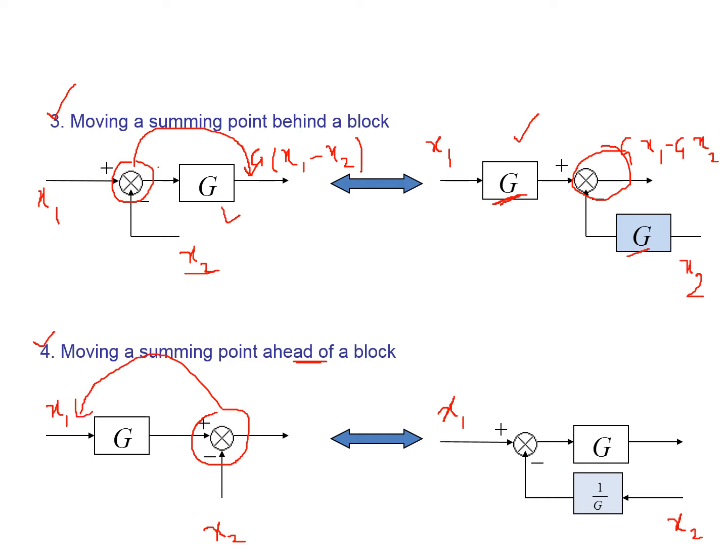That time we are going to get the resultant like this. The summing point is coming to here, and the signal x2 is going to multiply by 1 by the gain of this block, that is 1 by g into x2. That is the fourth point.